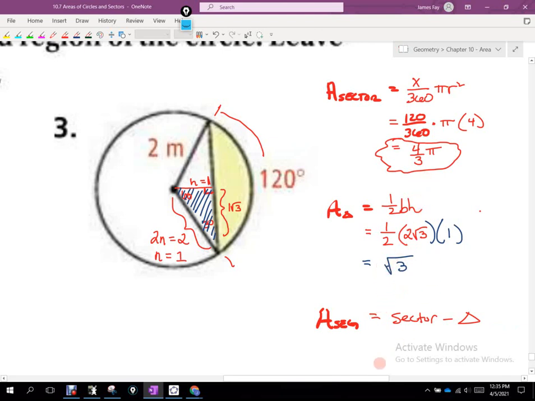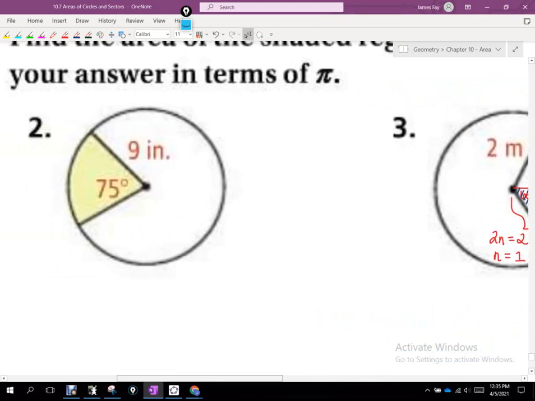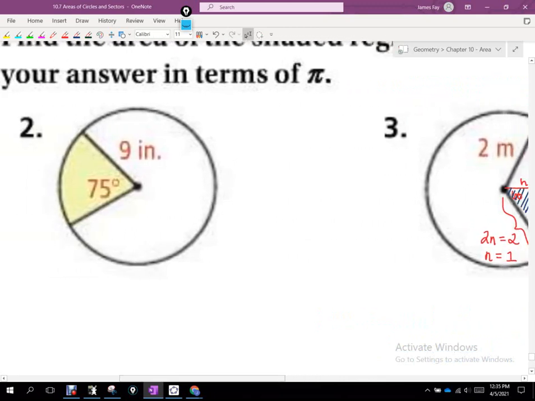Okay? Then sector, which would be 4/3 pi minus radical 3, which would be your triangle, should be the area then. That is yellow here. And that's going to be meters squared. You know, as I said earlier, you might not always be able to get a nice 120, 60, 45, 90, whatever. Okay? So here it's the same idea.